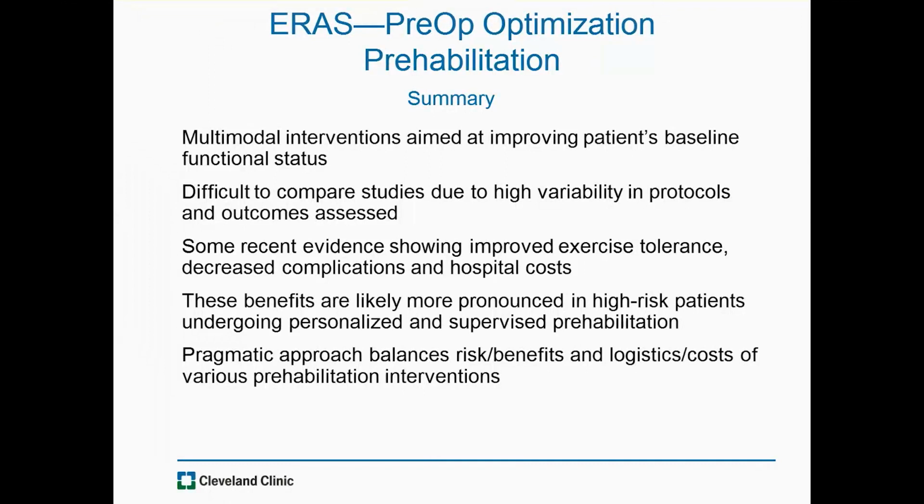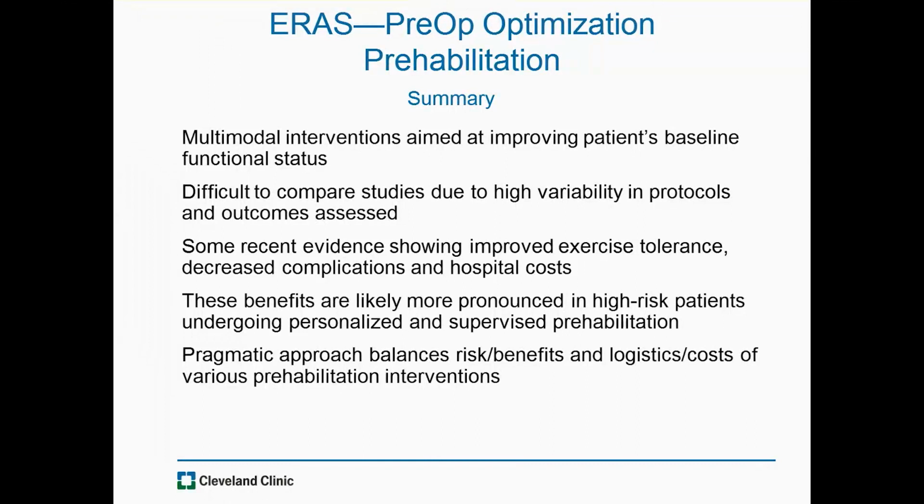So just to summarize what prehabilitation really is, it's a multimodal intervention aimed at improving patients' baseline functional status. And while it's difficult to compare studies due to very variable protocols and outcomes assessed, there is evidence that showed that improved exercise tolerance can lead to decreased complications and hospital costs. And these benefits are likely more pronounced in high-risk patients, and these are probably the patients that we should select for a more personalized and supervised prehabilitation program.